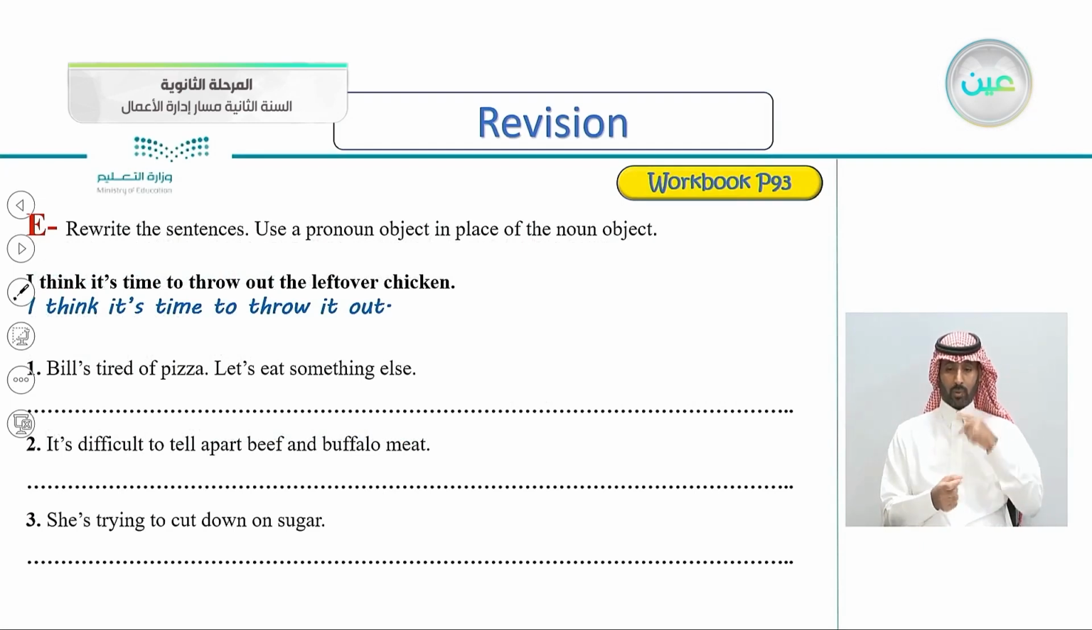Continuing on, going to page 93, exercise E. Rewrite the sentences. Use a pronoun object in place of the noun object. So put the pronoun instead of the noun object. This is an easy one. I think it's time to throw out the leftover chicken. I think it's time to throw it out. So it here is referring to the leftover chicken. So it's just turning the noun object into a pronoun. This is an easy task.